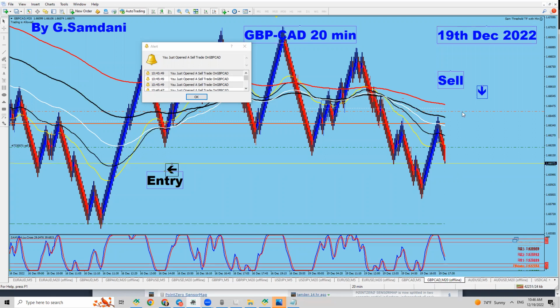If it goes back, I lose 25. Now see it's dropping. I can comfortably move my SL a little bit more. And as it goes along and takes out this low here, I will come and sit on break even.